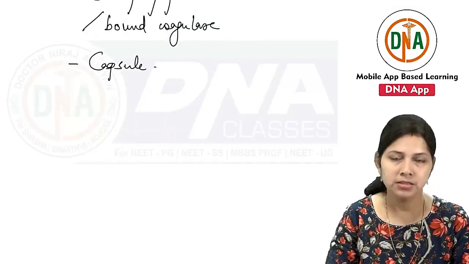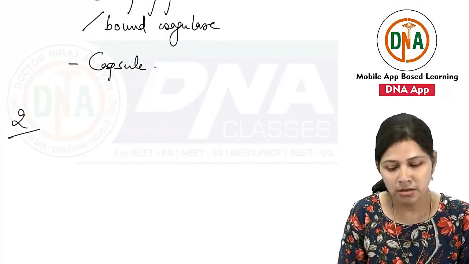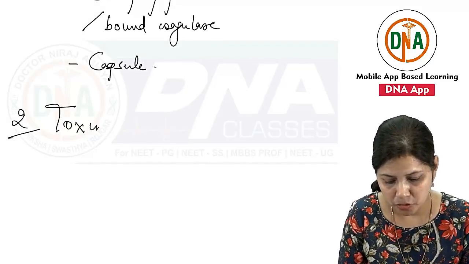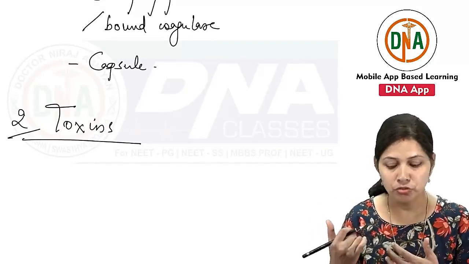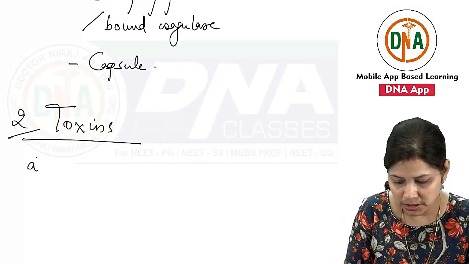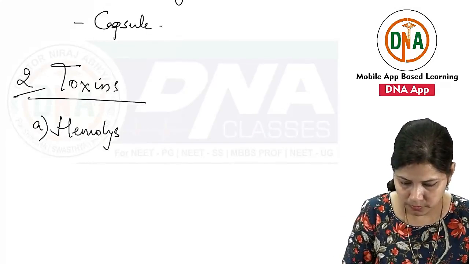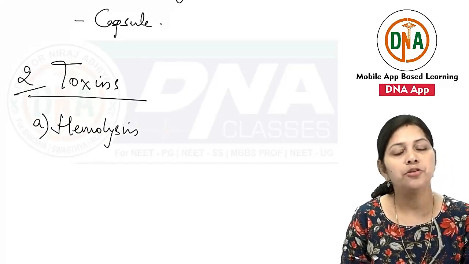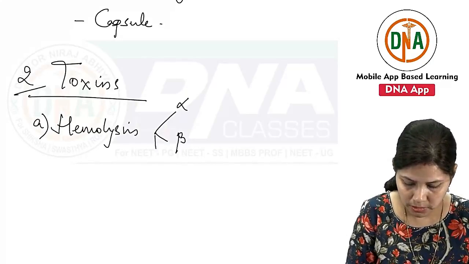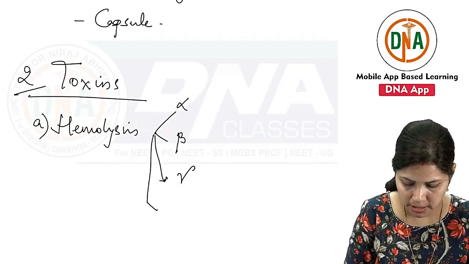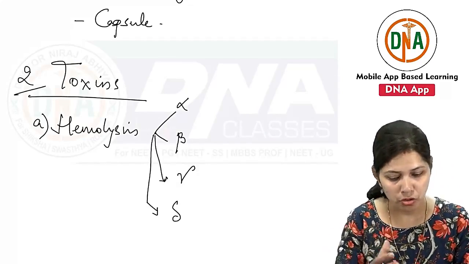Okay, next is, apart from the cell associated factors, the second important group is the presence of various types of toxins which makes staphylococcus very pathogenic. Okay, so what are these toxins? So first is hemolysins. These are of various types like alpha, beta, gamma and delta. Now, because a lot of questions are being asked, we should know all this.